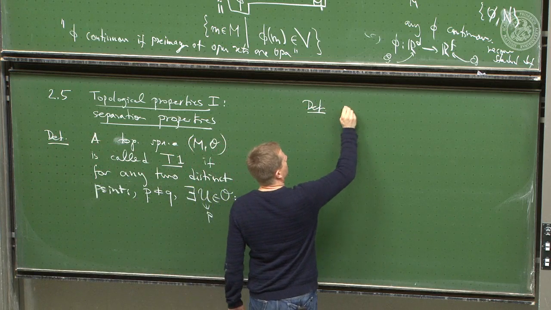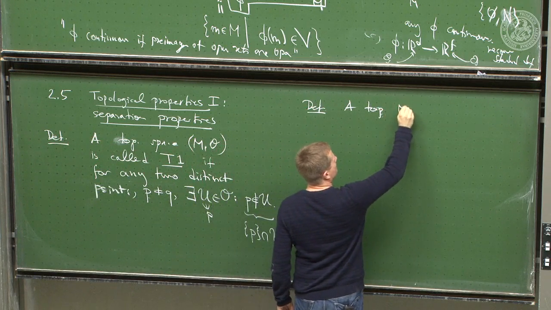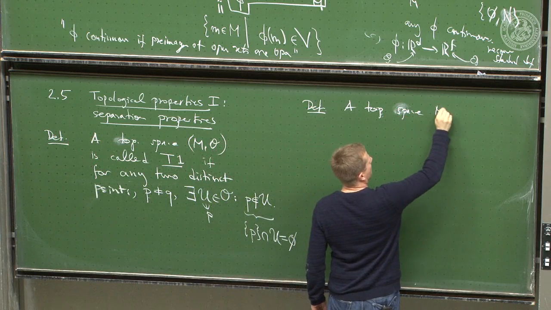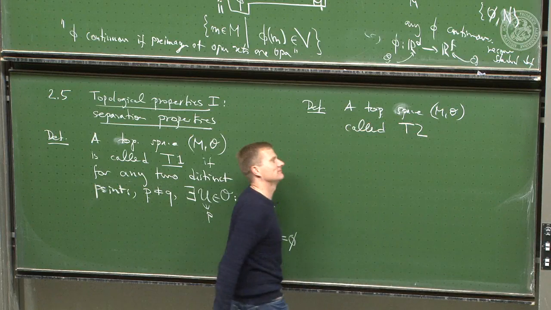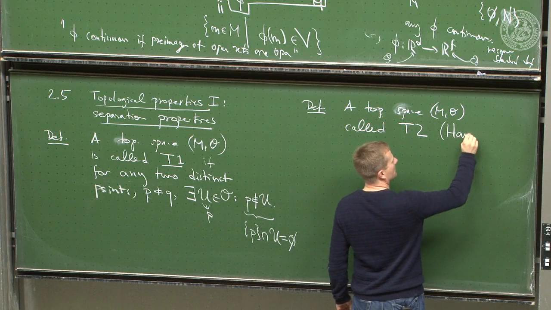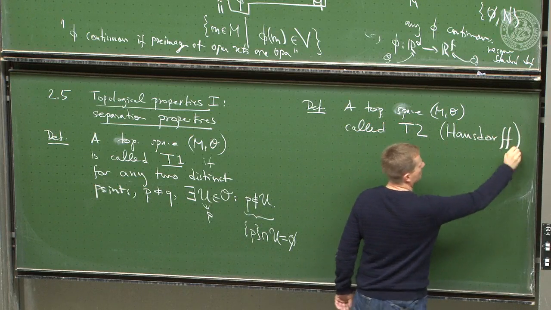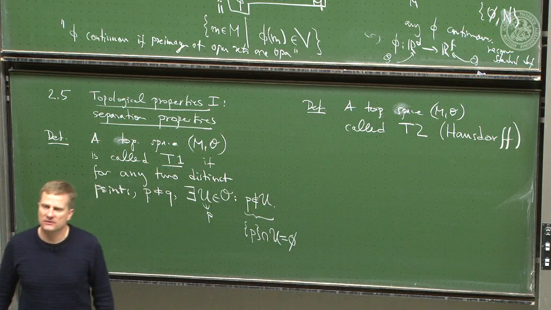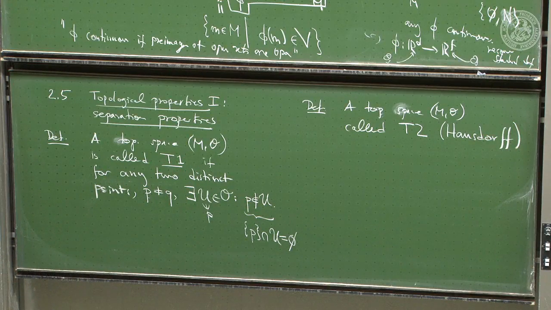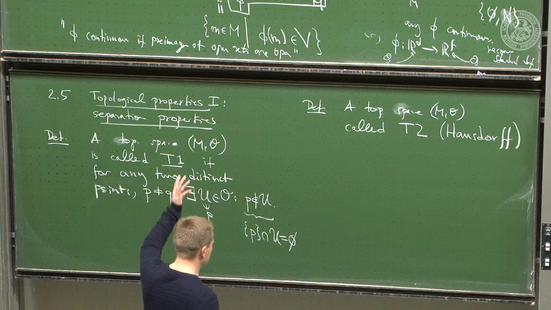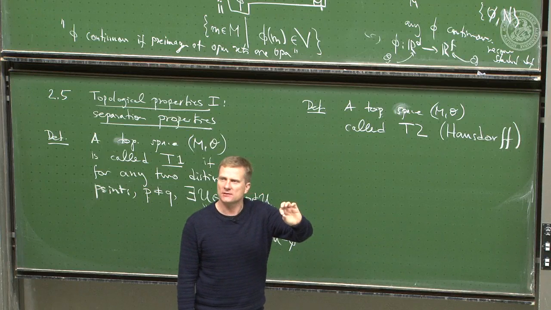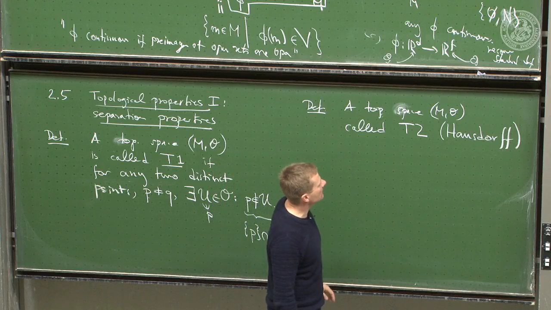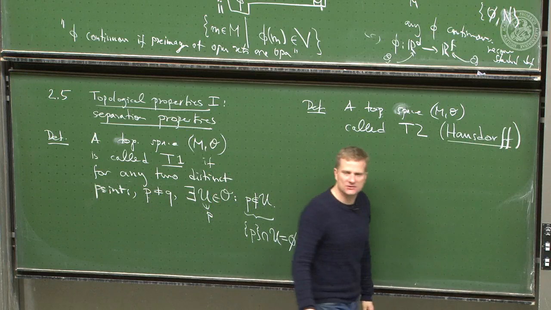Definition. A topological space M is called T2, and that has another nicer name that's called Hausdorff. Hausdorff actually came up with the topological axioms. He formulated them in terms of neighborhoods, but they're fully equivalent to the set of axioms I wrote down in the beginning, defining it by open sets. But Hausdorff had one additional axiom compared to the three, and that one is called the Hausdorff axiom.